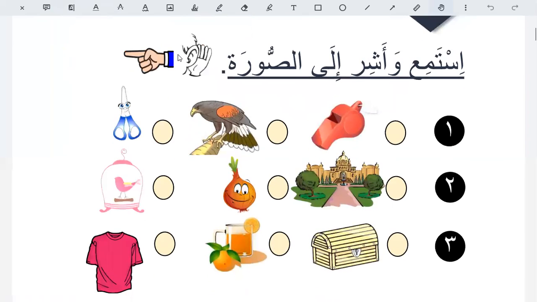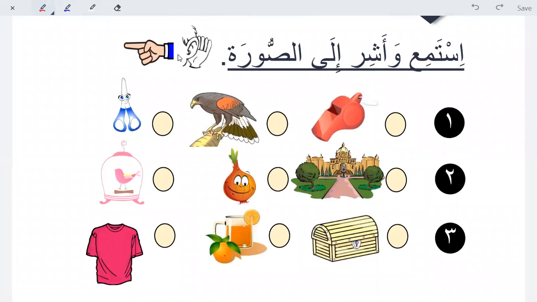Listen and point to the picture. Latifa. Yes. Miqas, third, scissor. Good. Basal. Second, onion. Kameez. Third, shirt. Riyan. Sakar. Yes. Second one. Falcon. Qasr. Yes. Qasr. Palace. Asir.